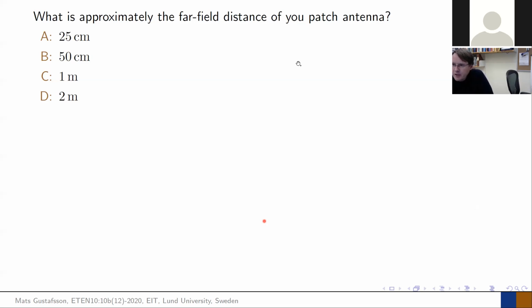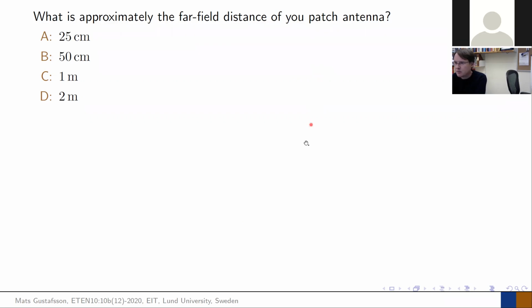Okay, we stop there. So this is the response here. A and B, you have to be either 25 centimeters or 50 centimeters, and 2 meters also got one response. So of course, to do this, we have to calculate what we should do. Let's take a look at it.